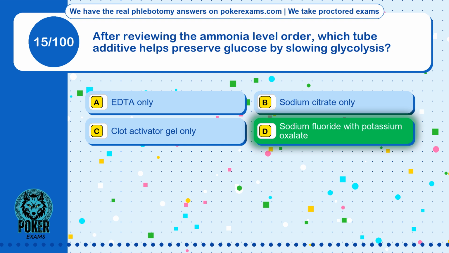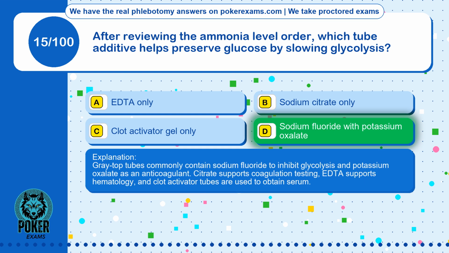The correct answer is option D. Sodium fluoride with potassium oxalate. Gray top tubes commonly contain sodium fluoride to inhibit glycolysis and potassium oxalate as an anticoagulant. Citrate supports coagulation testing, EDTA supports hematology, and clot activator tubes are used to obtain serum.